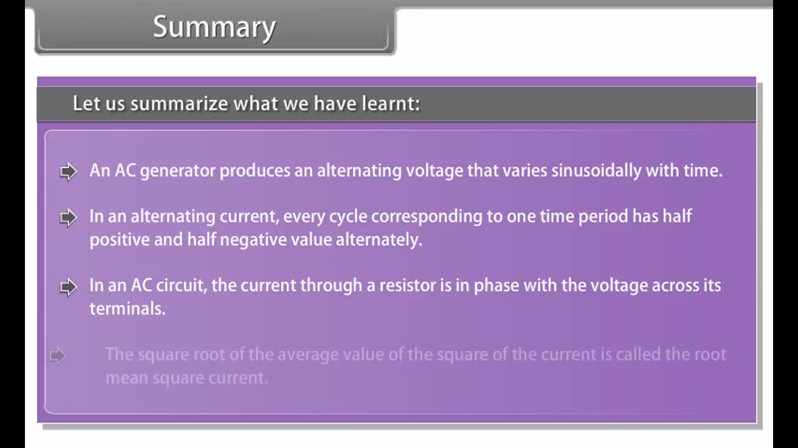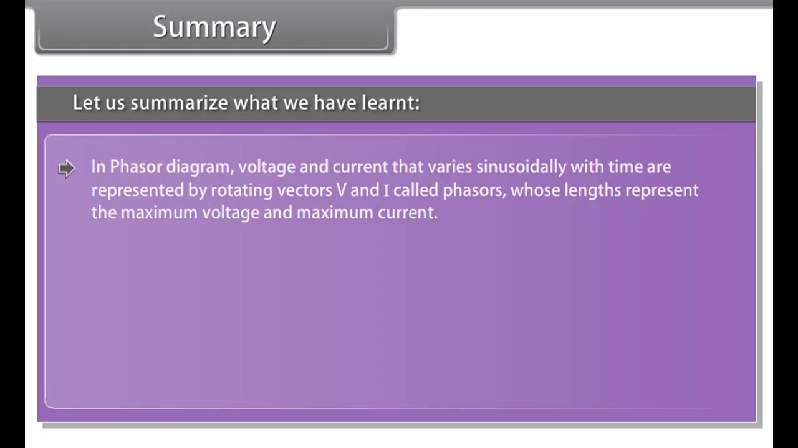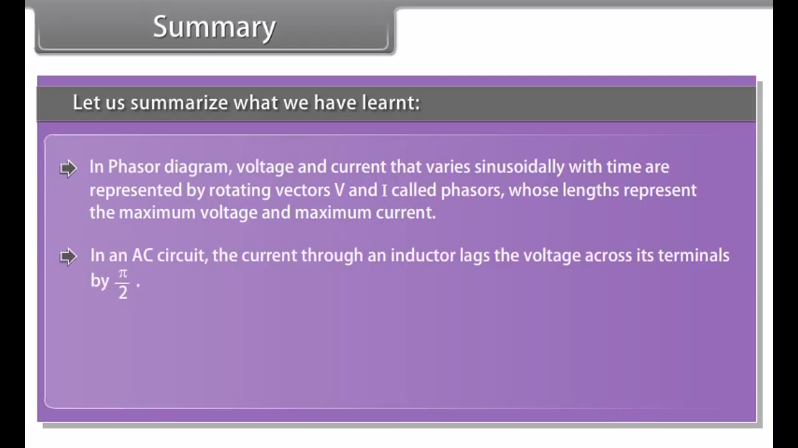Phasor diagram. In an AC circuit, the current through a capacitor leads the voltage across its terminals by π/2. When voltage increases from A to B, the charge on the capacitor increases and reaches its full value at B. However, the current representing the rate of flow of charge has a maximum positive value at the start of the charging process at A'.